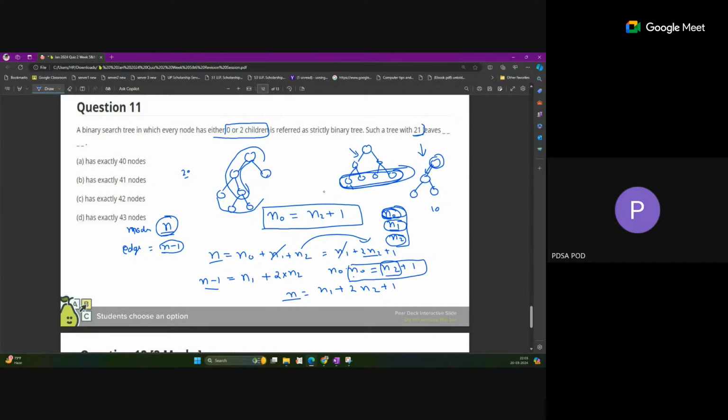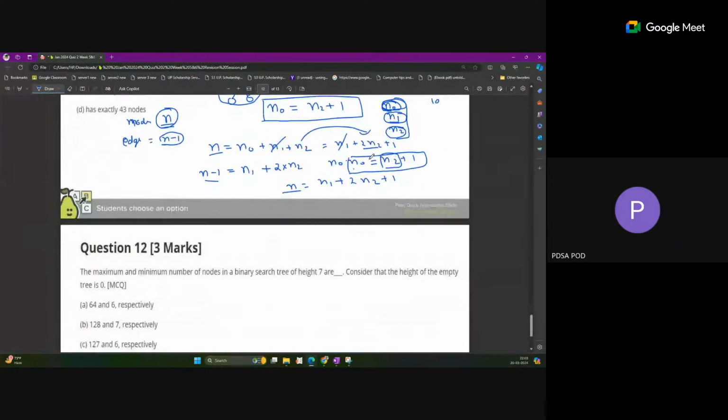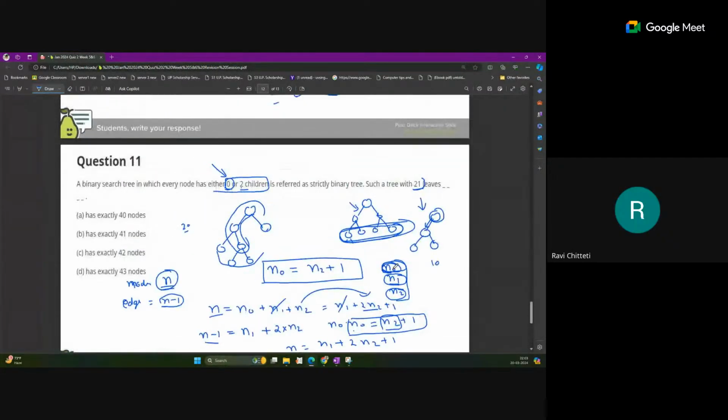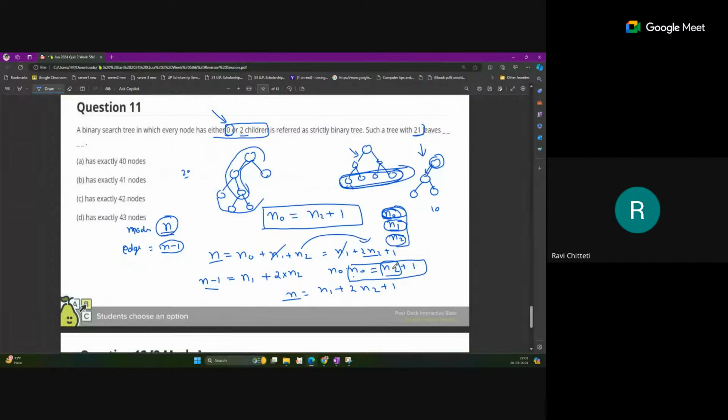Here the tree is given with only 0 and 2 child conditions. So 0 are the leaves, meaning leaf nodes are one more than the two-child nodes. But that is also true for another type of graph. Sir, can you please explain the second equation once again? n minus 1 is equal to n1 plus 2 n2. This one? Yeah.